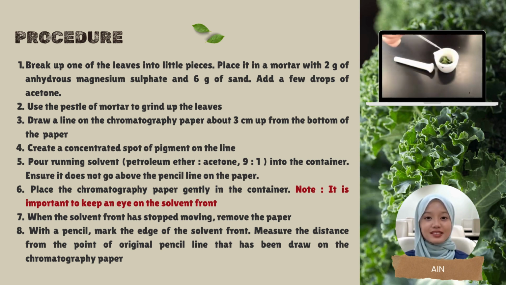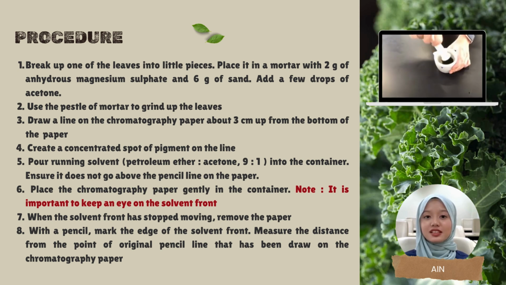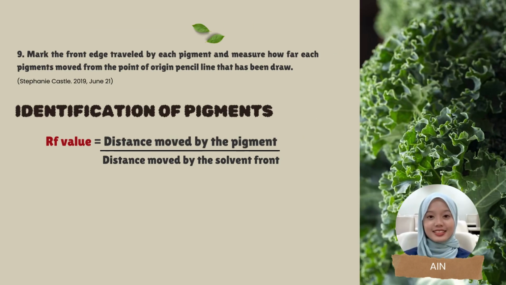Eighth, with a pencil, mark the edge of the solvent front and measure the distance from the point of original pencil line that has been drawn on the chromatography paper. Lastly, mark the front edge travelled by each pigment and measure how far each pigment moves from the point of origin pencil line that has been drawn.